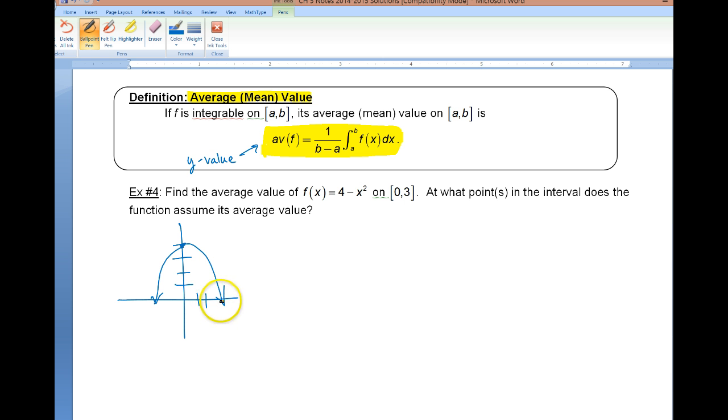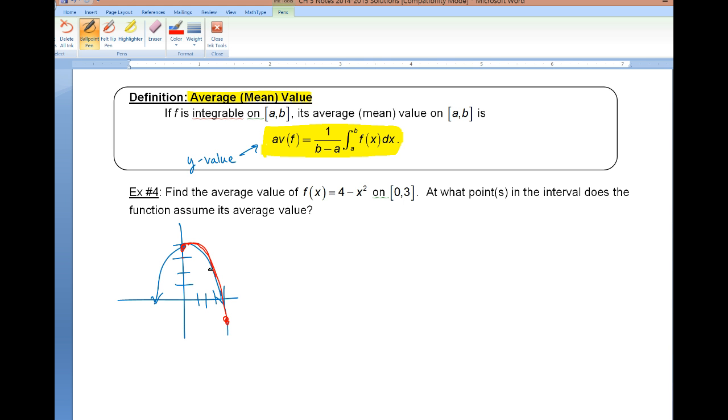This is determining the y value. So if I'm just looking at part of the graph, let's say from 0 to 3, if I take a part of the graph over a certain interval, I can figure out the average y value on that curve. If I have a curve on a closed interval, I can figure out the average y value.